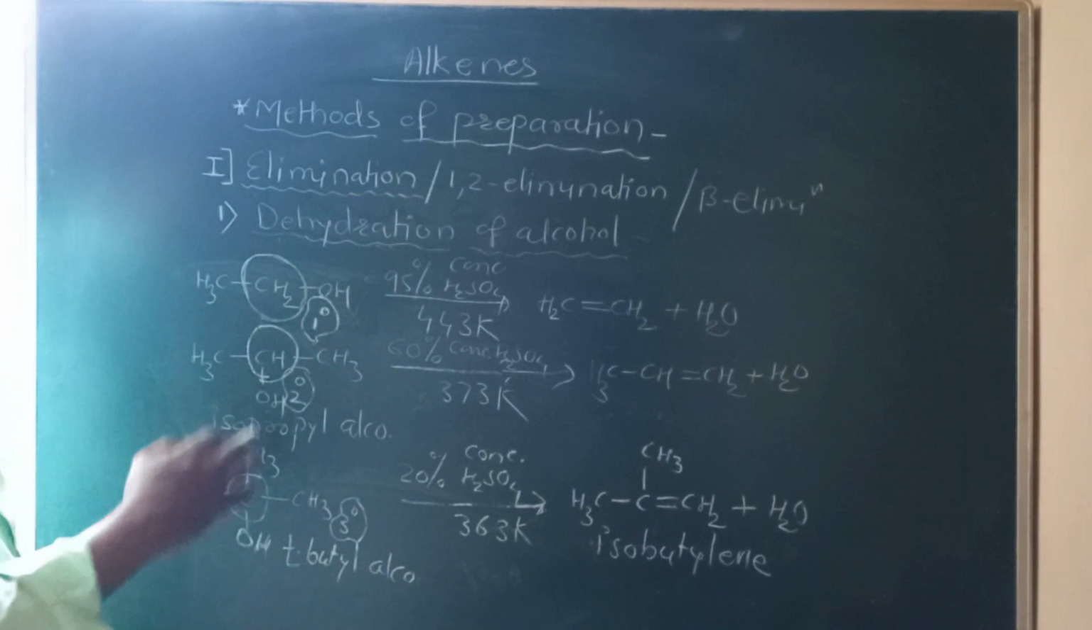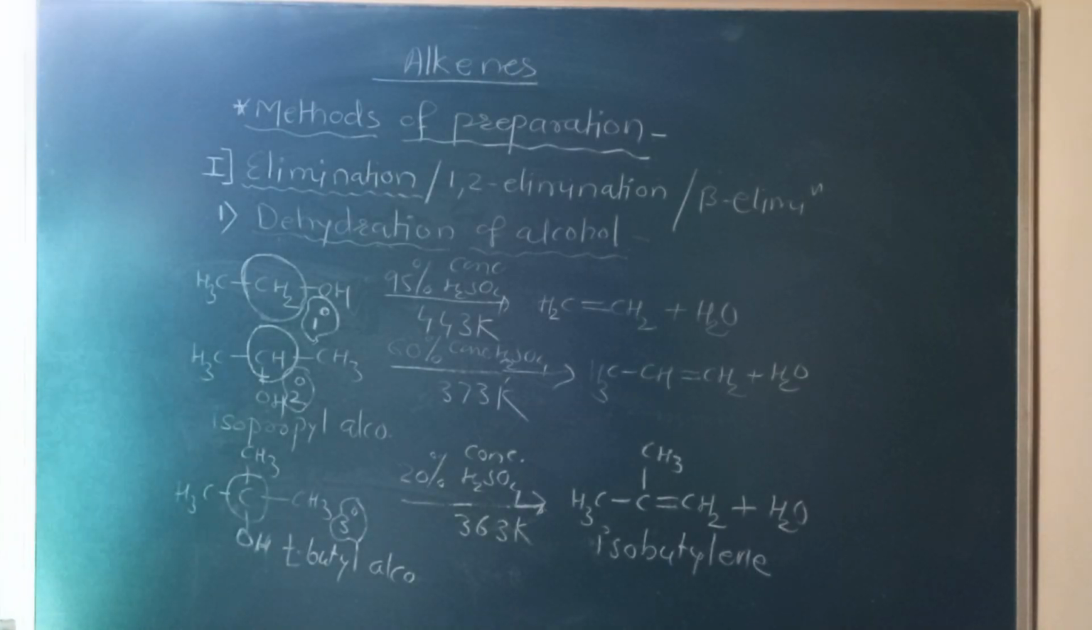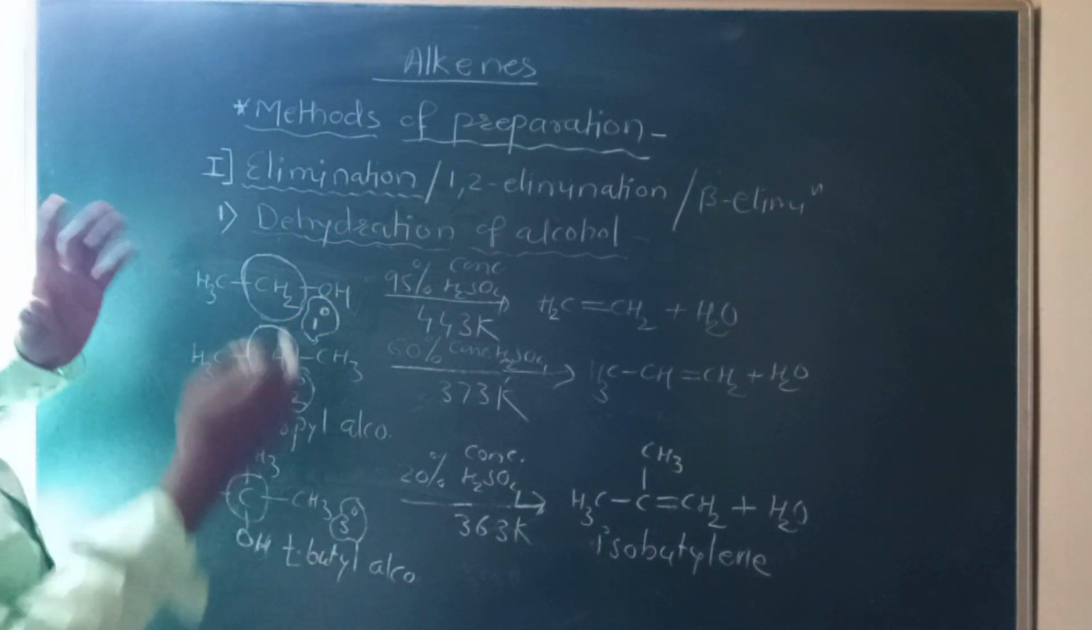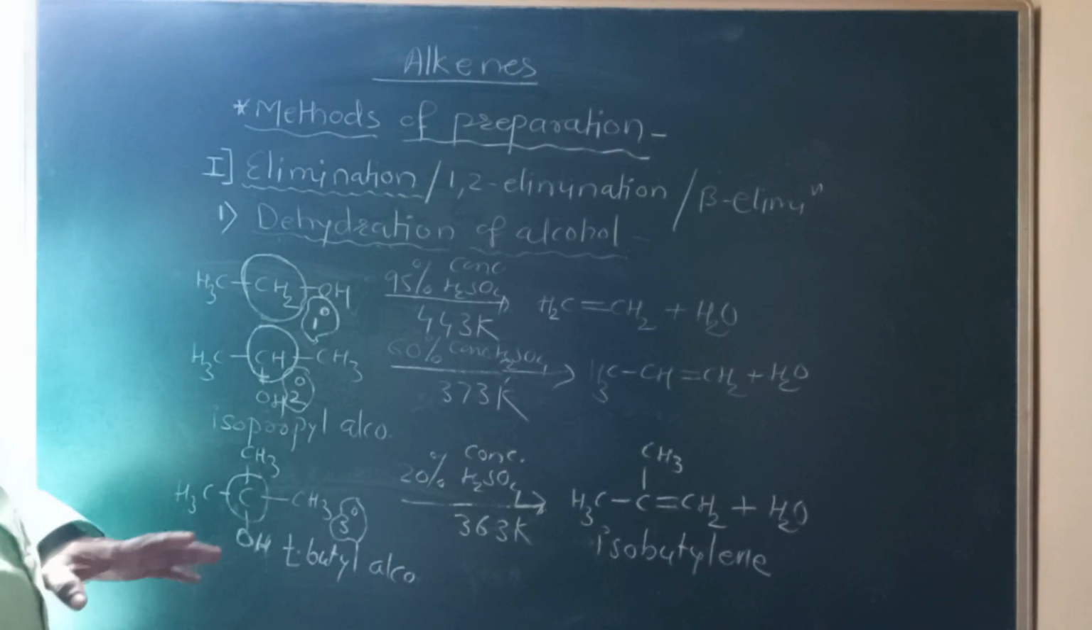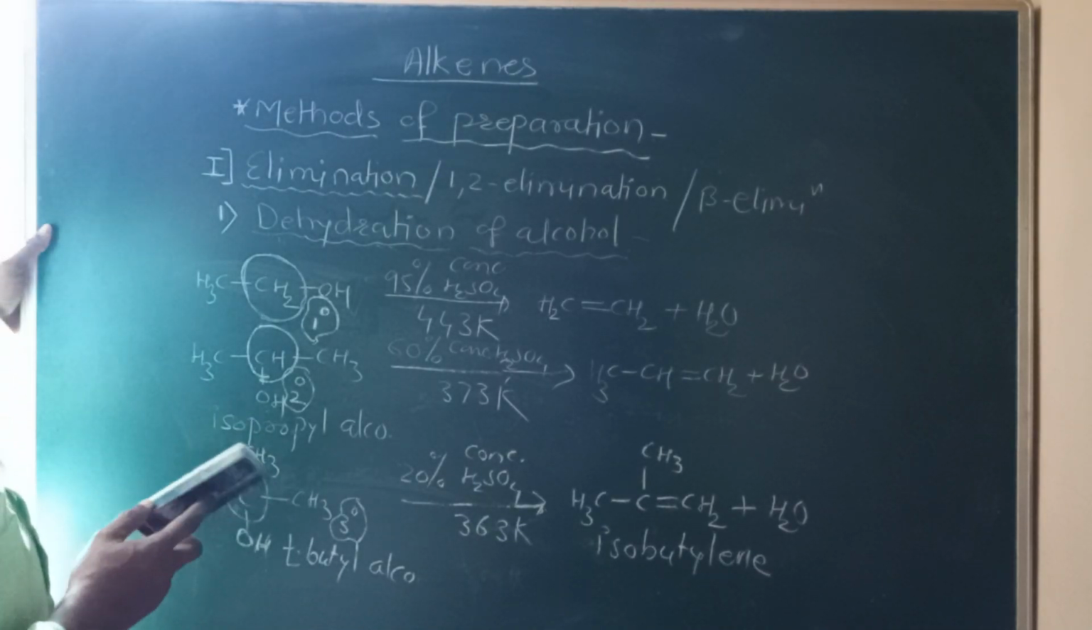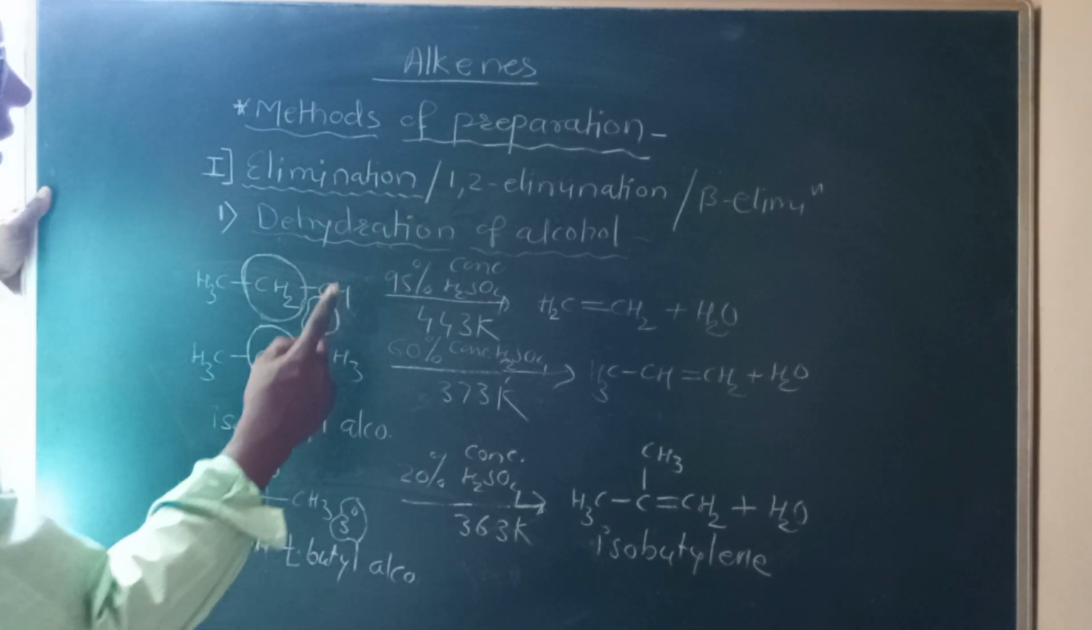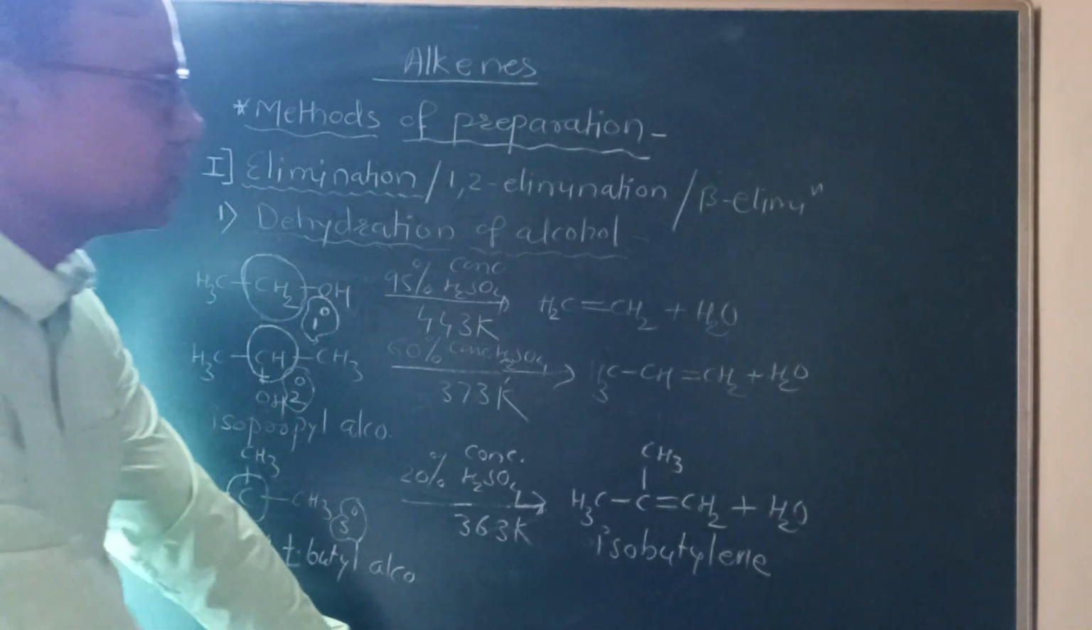You have to remember the type of alcohol. If you know the type of alcohol and the condition, depending on that, you have to use the conditions for that particular dehydration reaction. Got it? Yes. So it's about dehydration of alcohol by using concentrated sulfuric acid. Now this dehydration by using what?